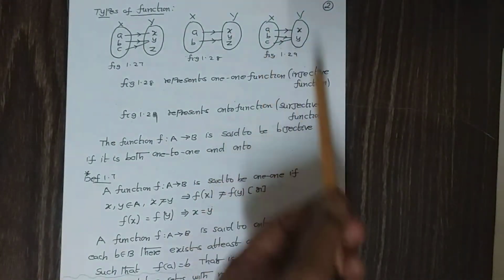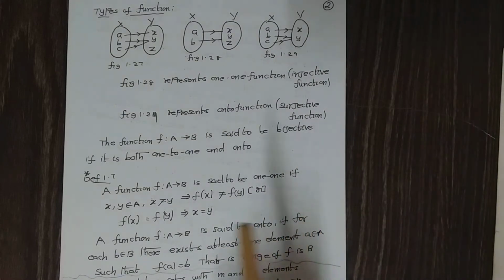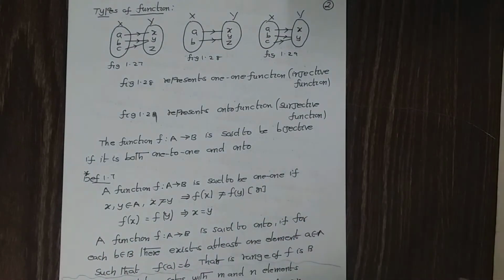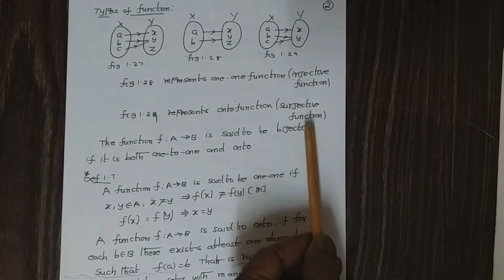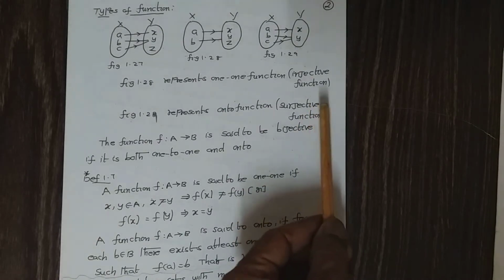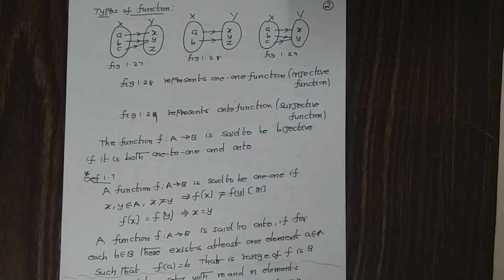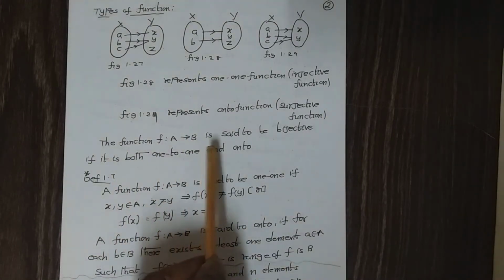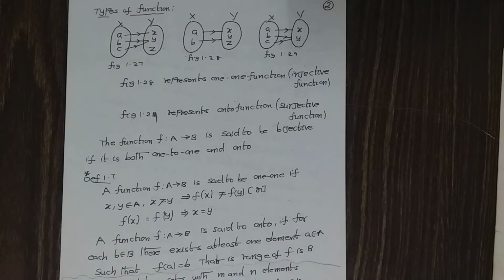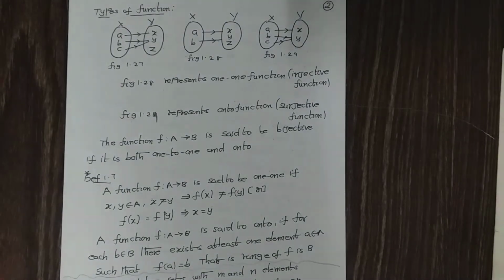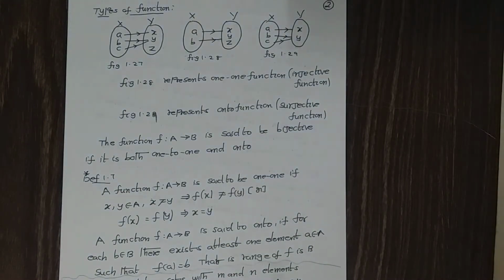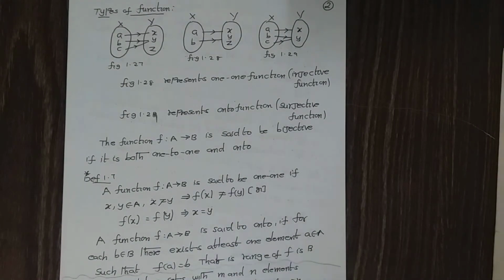But some functions may be one-to-one and also onto. Okay, so those kind of functions are known as bijective functions. But onto function, another name for onto function is surjective function. Okay, surjective function. Now a function f from A to B is said to be bijective if it possesses both one-to-one and onto. English meaning, the name itself indicates bijective: one-to-one and onto.